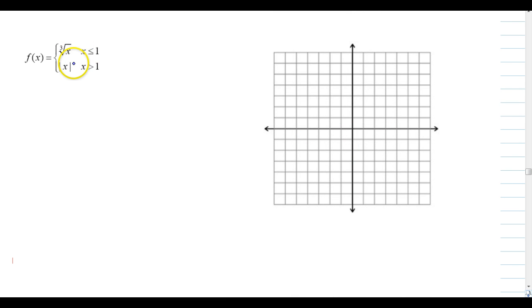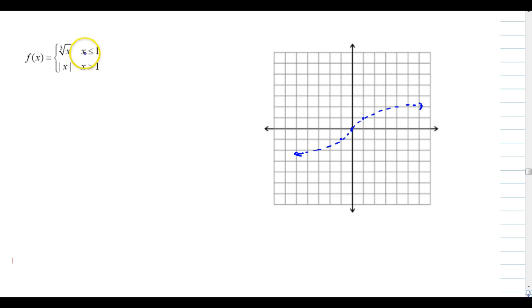And our last example, we have the cube root of x when x is less than or equal to 1, and absolute value of x when x is greater than 1. So notice I'm trying to review those 14 basic functions. The cube root function, we should know, goes through 0, 0, 1, 1, negative 1, and it has this flattened S shape. So this here is the graph of cube root of x.